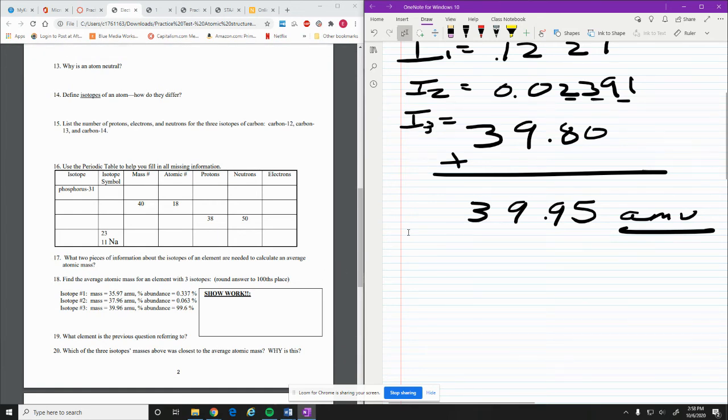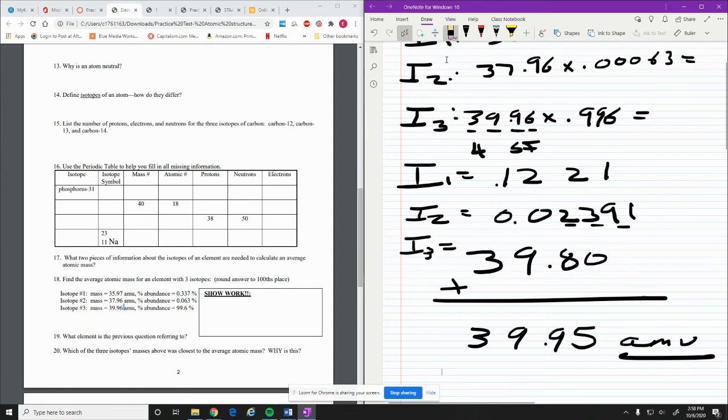Like I said before, how can I double check this is right? Is 39.95 bigger than my biggest number? No, it's right below. Is it too low? No, it's in between these three numbers, so I'm fine. I know that I did this whole thing probably right, unless I messed up at any of the points that we talked about.